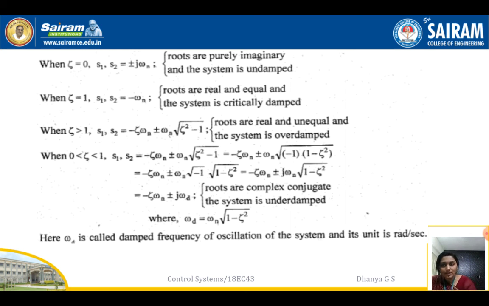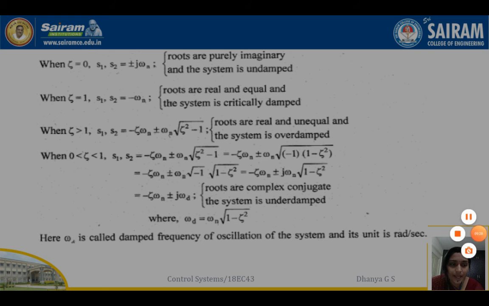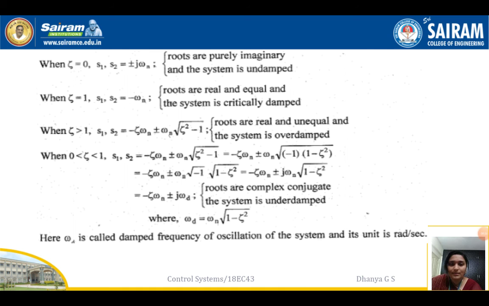When zeta is equal to 0, roots are purely imaginary and the system is undamped. When zeta is equal to 1, roots are real and equal and the system is said to be critically damped. When zeta is greater than 1, roots are real and unequal and the system is said to be overdamped. When 0 is less than zeta less than 1, the roots are complex conjugate and the system is underdamped.